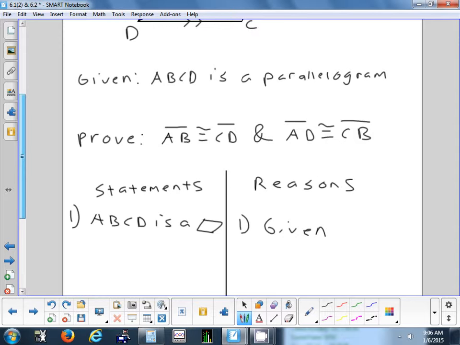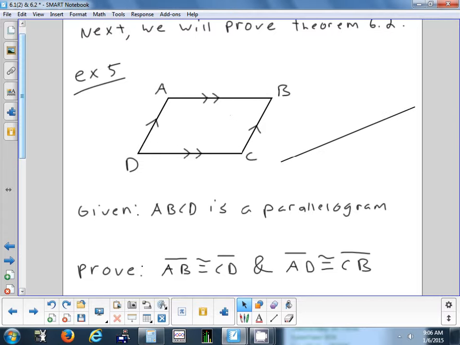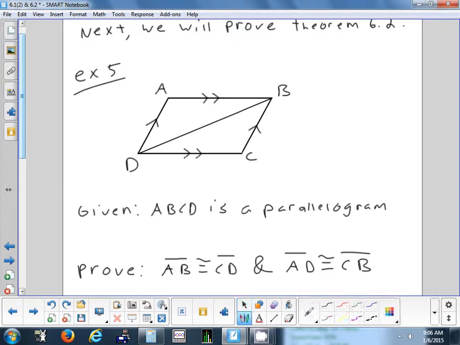Now step 2, I kind of already did this for you. In the book, the proof would be done like this. All they would do is give you the parallelogram, but if you're going to prove this, you've got to add in a line. Adding in a line is going to help me to do some work with triangles. Why are you allowed to do that? Because between any 2 points, you can always draw a line.